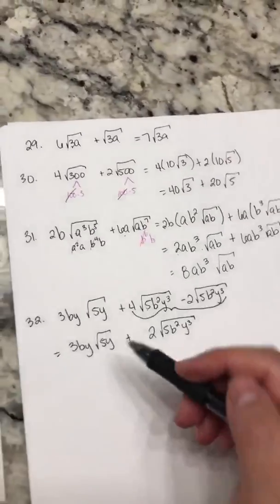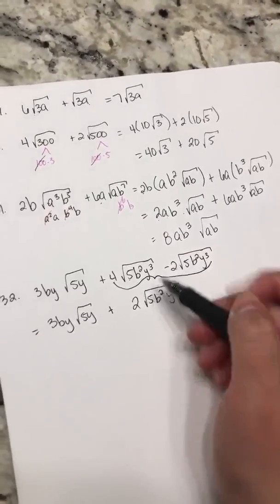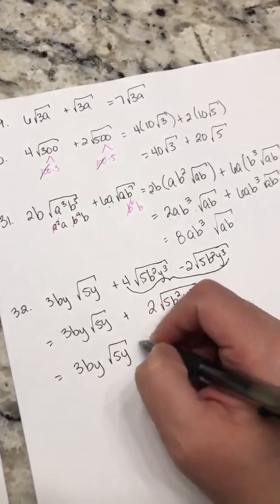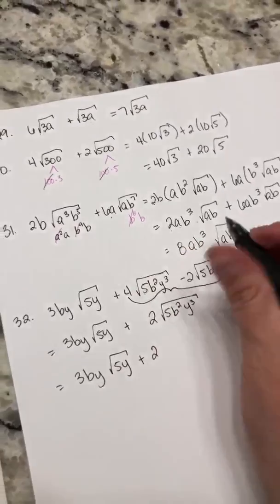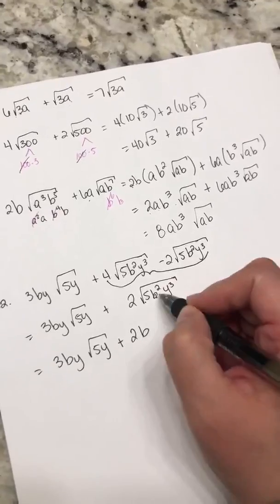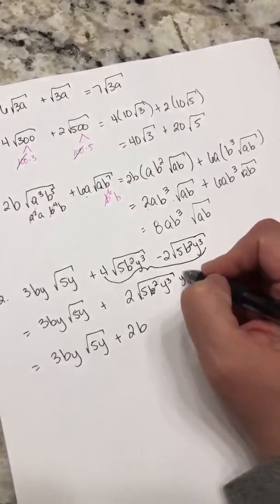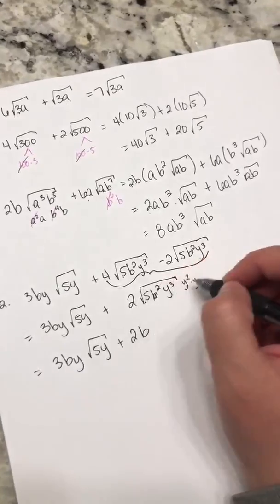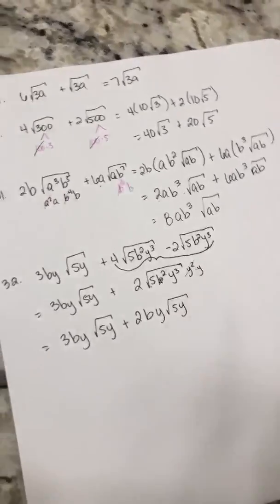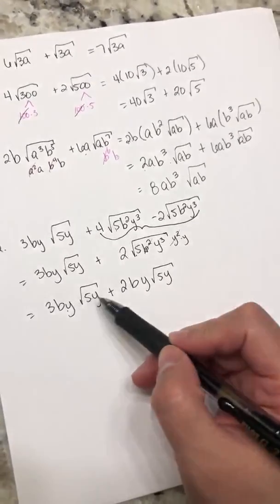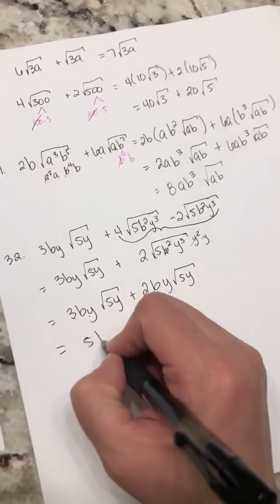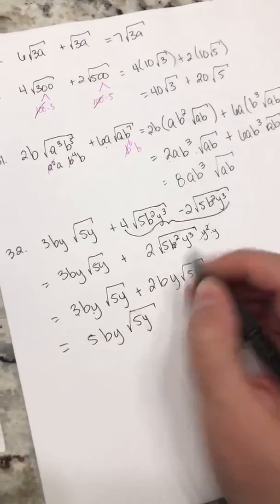So now I can't combine it the way it is, so if I simplify this, maybe I can. So I'm going to carry my 3by square root of 5y down here, plus 2 stays out front. I can't do anything with the square root of 5. The square root of b squared I can take out and get the b. The y cubed is y squared times y, so the square root of y squared is y, and I've still got the y left, so I've got 5y in here. So now they're both by square root of 5y, which means I can add the coefficients. 3 plus 2 is 5, so I've got 5by square root of 5y.